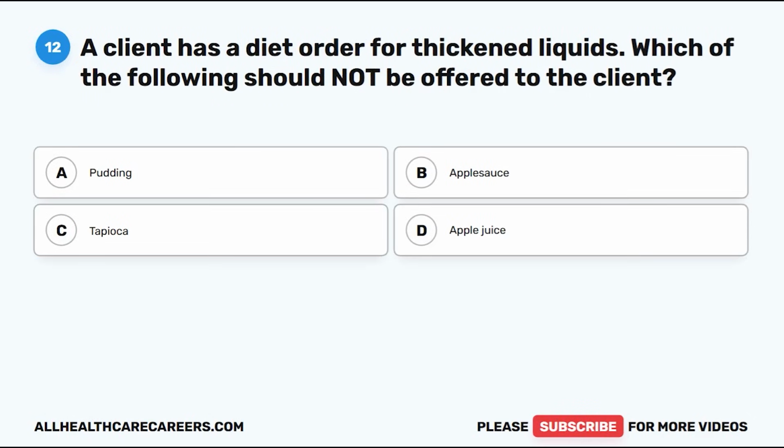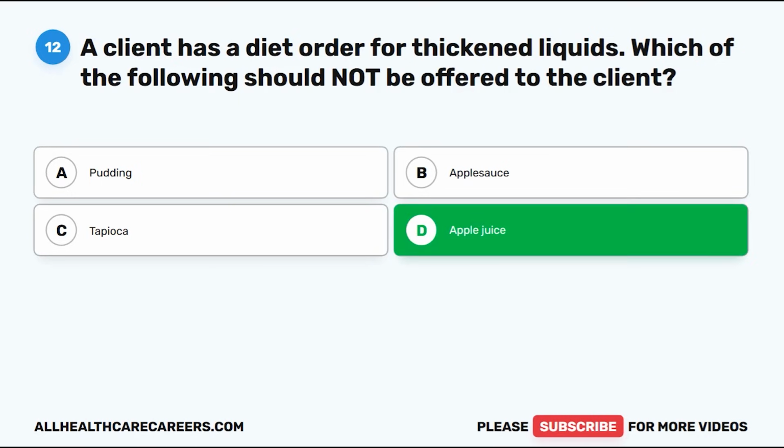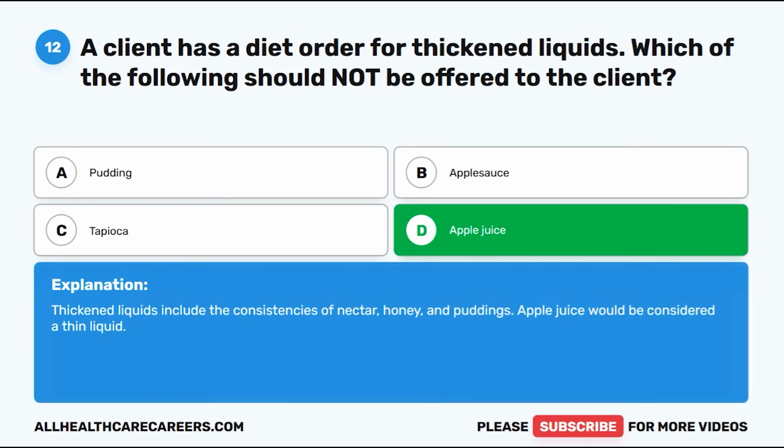Question 12. A client has a diet order for thickened liquids. Which of the following should not be offered to the client? Option A. Pudding. B. Applesauce. C. Tapioca. D. Apple juice. The correct answer is D. Apple juice. Thickened liquids include the consistencies of nectar, honey, and puddings. Apple juice would be considered a thin liquid.